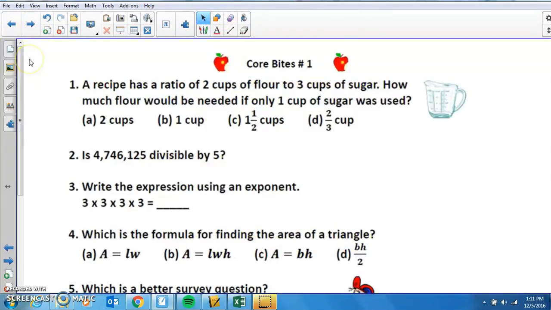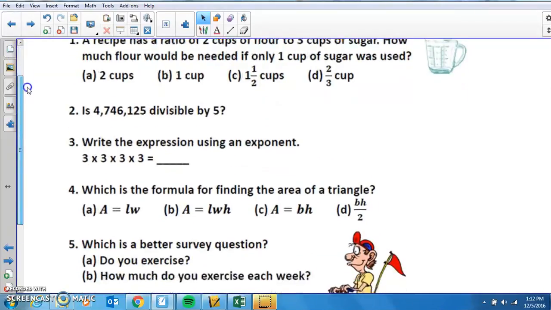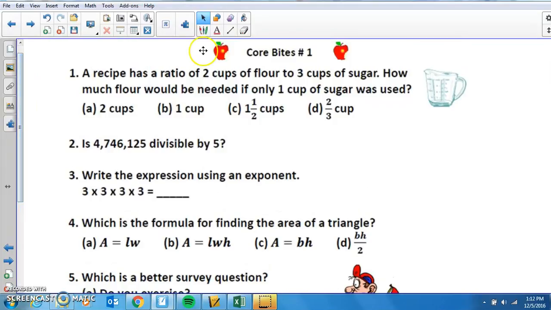All right, what I want you to do here is something called chord bites. You may have done this in the past. I want you to go through answering these questions. I don't need you to copy the questions down, but take several minutes to work through these. We will go over these tomorrow. You're going to start having these periodically. So these are called chord bites.